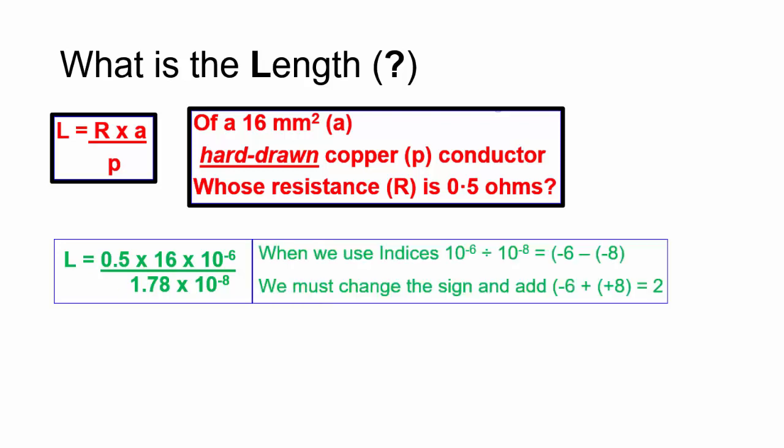Now remember, when we use indices, we have in this case 10 to the minus 6 divided by 10 to the minus 8. That is the same as saying minus 6 minus minus 8. And of course, a minus minus a minus, we change the sign and add. Minus 6 plus 8 equals 2.